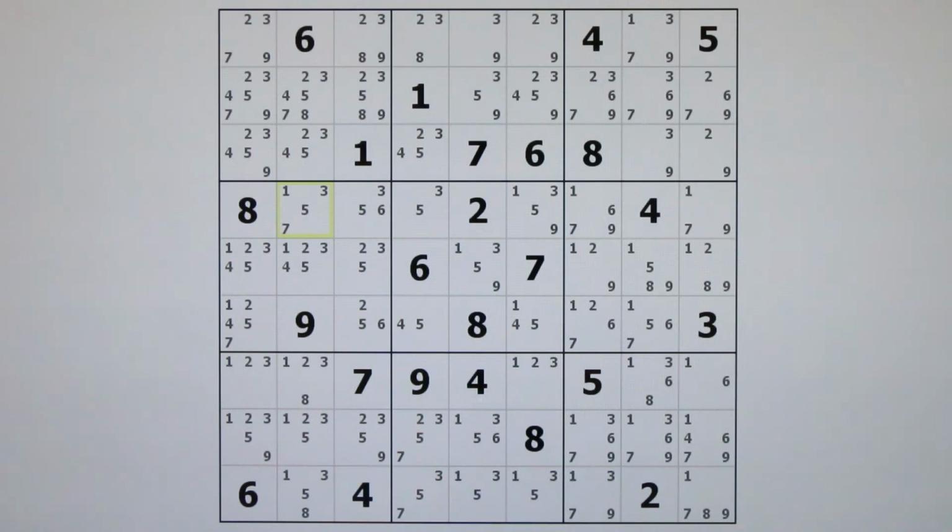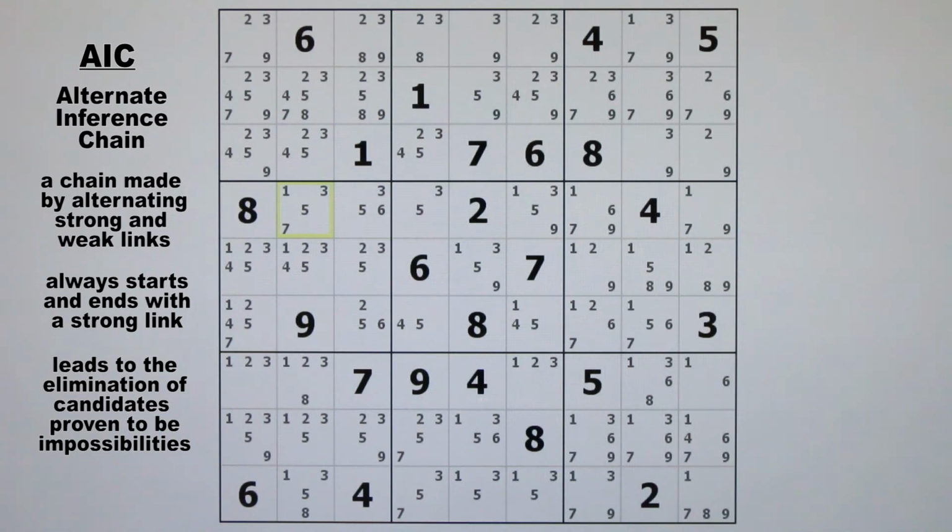And when forming chains by alternating strong links and weak links, we can make inferences and deduce certain things that will help us eliminate candidates and help us solve the puzzle. This type of chain is called an alternate inference chain, or AIC, and we will learn how to construct and use these chains in the next video, video number 4. But let's not get too far ahead of ourselves right now.